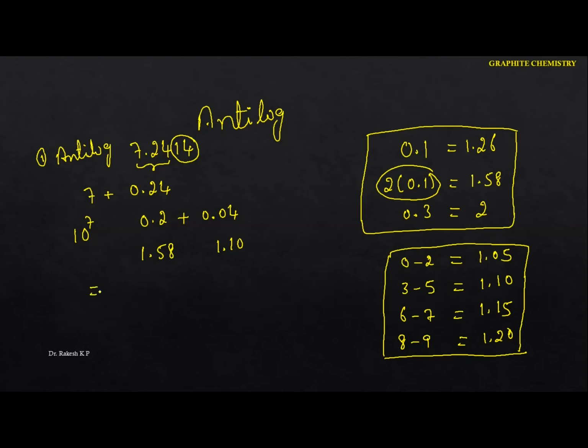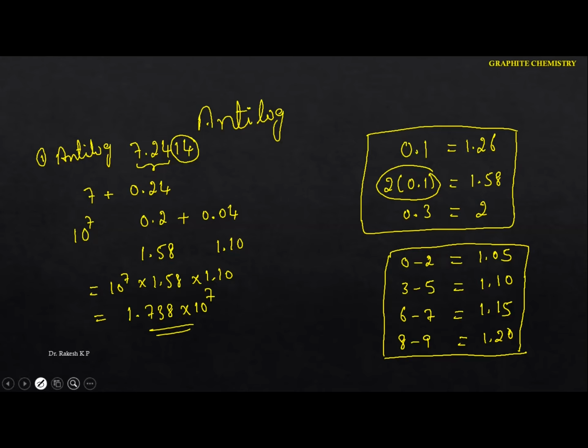Then multiply the entire thing. So 10 to the power of 7 into 1.58 into 1.10, and if you multiply this, we finally get 1.738 into 10 to the power of 7. So this is the anti-log value for 7.2414. It has about 0.4% error, just remember the 0.4. This value is almost near the true value.